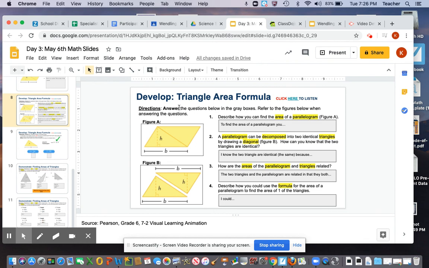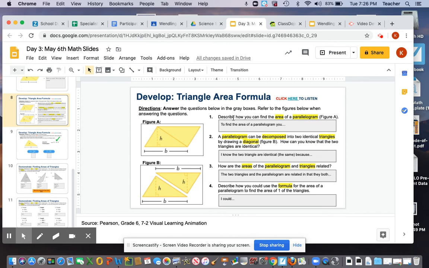Slide number 8. Develop. Triangle area formula. Directions. Answer the questions below in the gray boxes. Refer to the figures below when answering the questions. We have figure A, a parallelogram with height h and base b. Figure B, two triangles with both the same height h and the same base b.